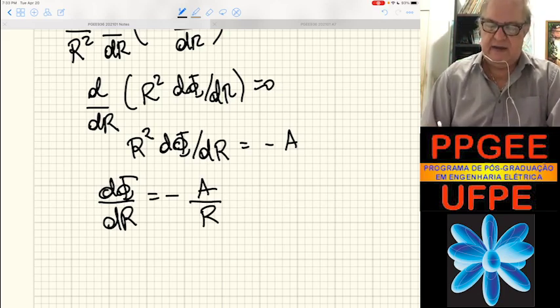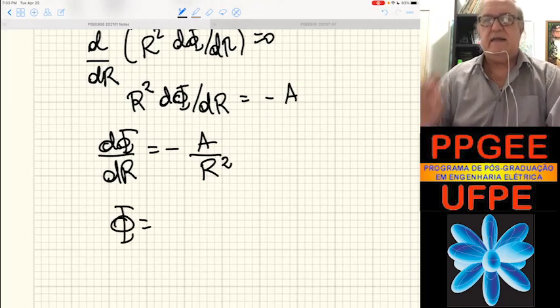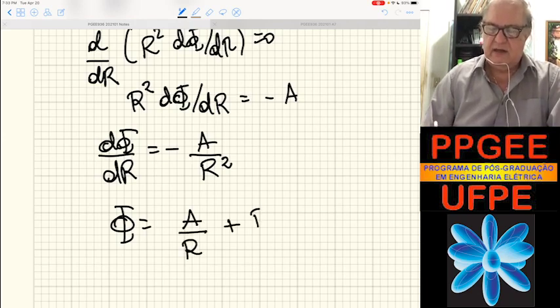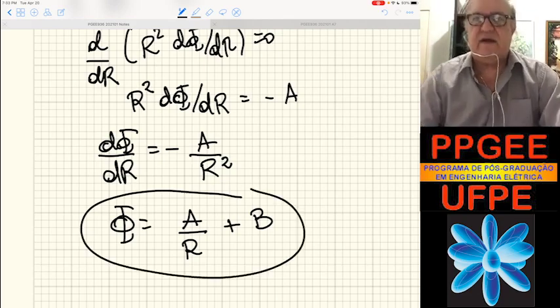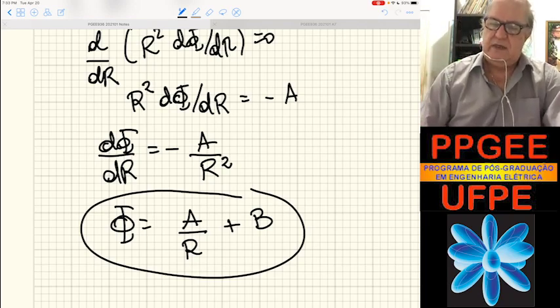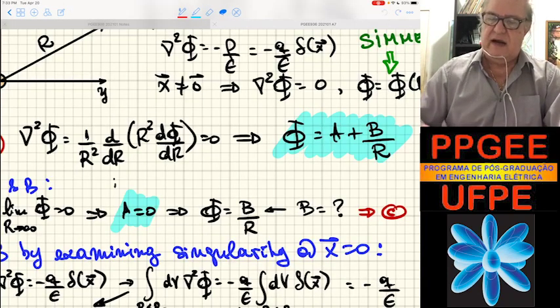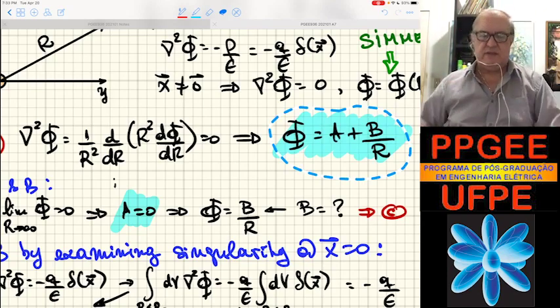So dphi/dr is minus A divided by r squared. Integrating again, the integral of minus 1 over r squared is 1 over r. So it's going to be A over r plus B, another constant, right? That's the general solution of Laplace's equation in spherical coordinates for a potential that depends only on the radial distance. I exchanged the constants here, A plus B over r, same thing, but the general form is a constant plus the inverse function times a constant.